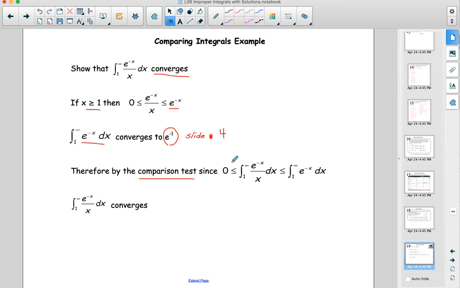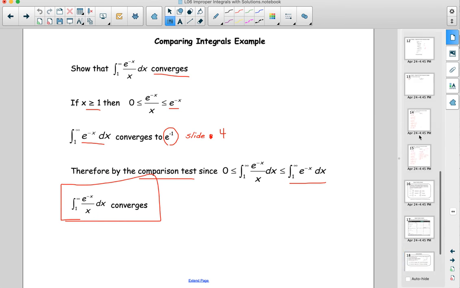So the comparison test would say this: 0 is less than or equal to the integral from 1 to infinity of e to the negative x over x dx, which is less than or equal to the integral from 1 to infinity of e to the negative x. We've just demonstrated that this one converges, so the comparison theorem guarantees that that one will also converge.